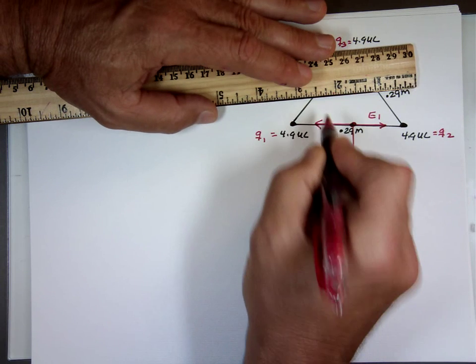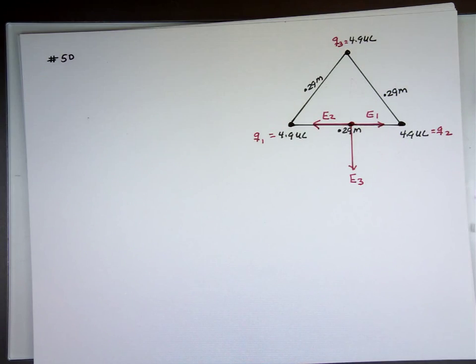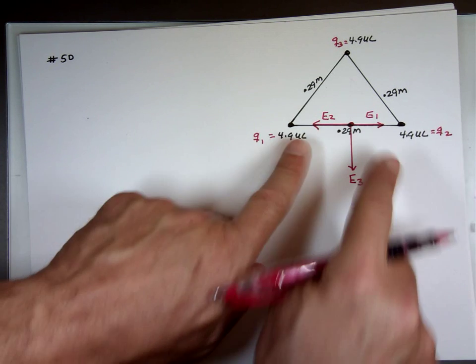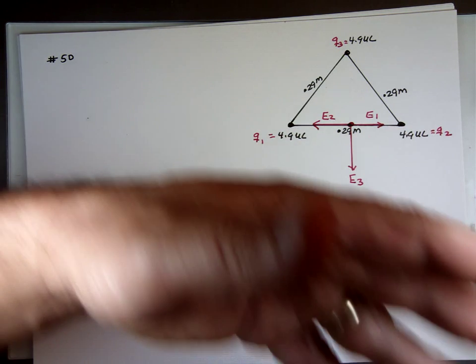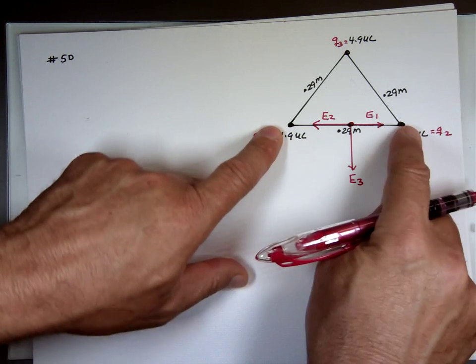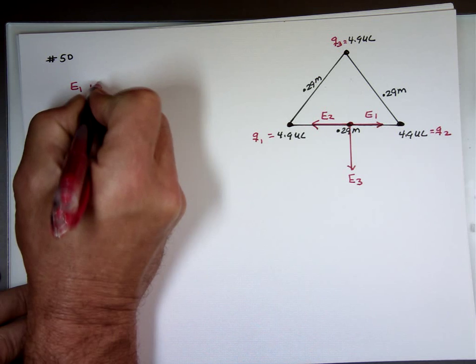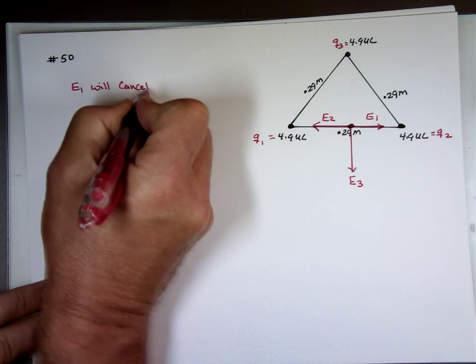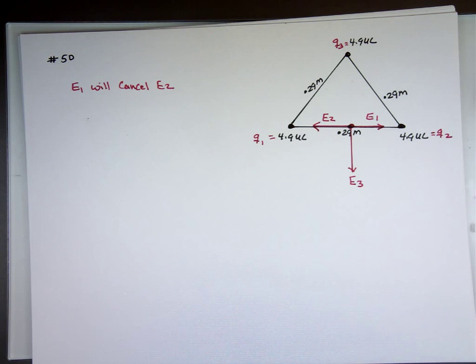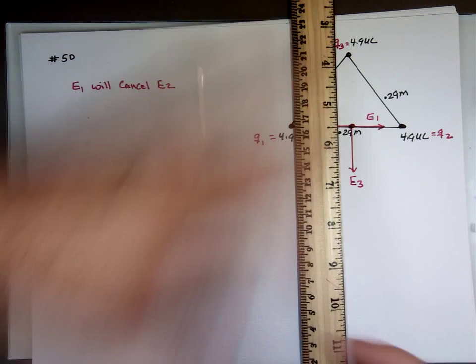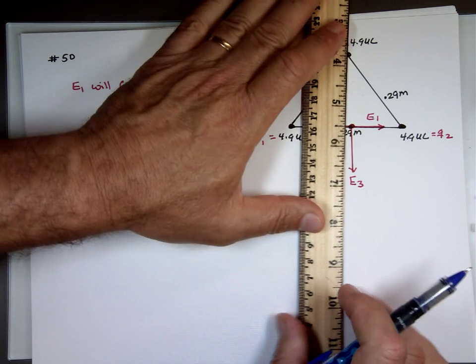Here's the good news. I can minimize a lot of the work here. Since E2 and E1, if you look at the charges, are equal, they will cancel each other out. Because they have the same charge, same distance. So E1 will cancel E2. I don't have to deal with it. I only have to find the effect of Q3. Which means I need to know how far Q3 is from that point. What is that distance?